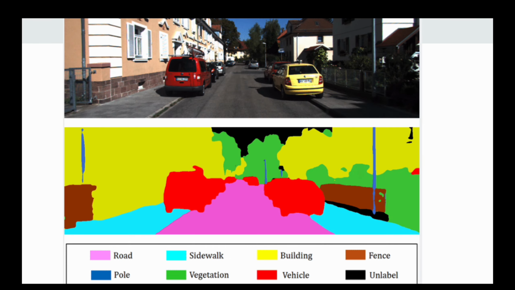This is an example of semantic segmentation. One key thing is that even though these are all different vehicles, they are all still given the same red class, which is a vehicle. None of them are differentiated, and that is true for the trees, for the buildings, and the poles.